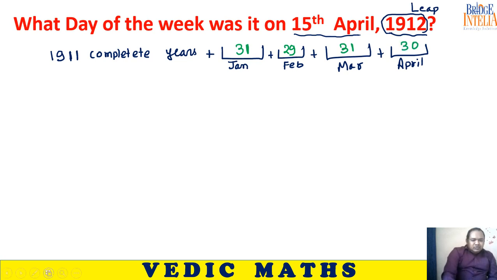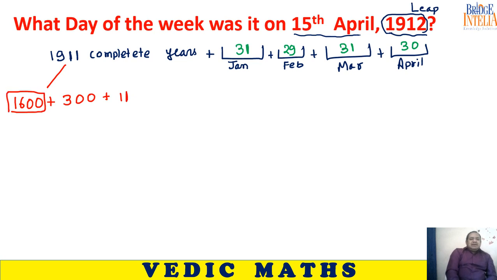Now what are we going to do about the first 1911 years? So we have to break it intelligently. So 1911 can be broken as 1600 plus 300 plus 11. Why? Because we already know the answer for this portion, 1600. It is a multiple of 400. So you can remove this. You already know the answer for this. You also know the answer for this. First 300 years produce one extra day. So there is no need to count for these type of portion. That's why you have to break it intelligently.